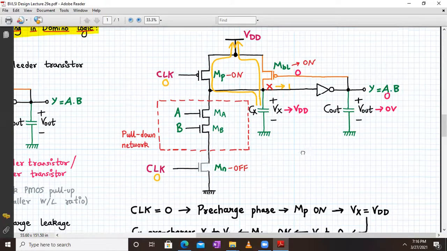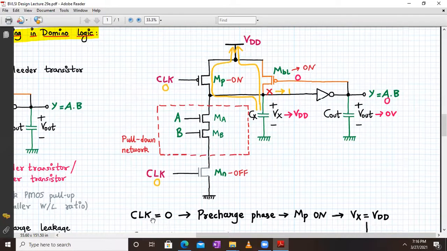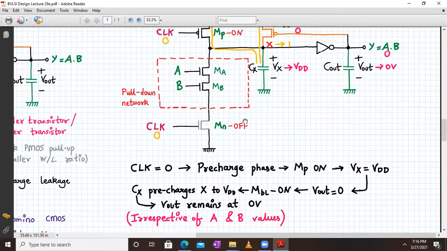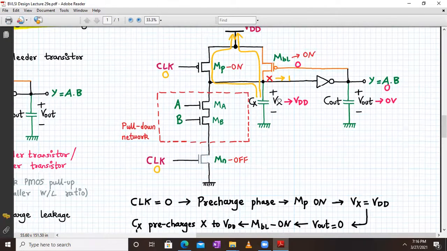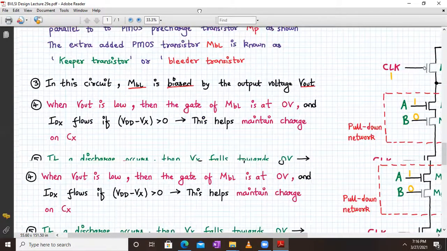During the pre-charge phase, there is no problem. Clock is 0. We are entering the pre-charge phase. MP transistor is on, so Vx will be at VDD level. My Vout will be at 0. This 0 is fed to the gate terminal of my MBL. MBL turns on, and again it charges this internal node X towards VDD. So in short, there is no problem in this phase. Your output will remain at 0 volt irrespective of A and B inputs. Let us go to the next case.